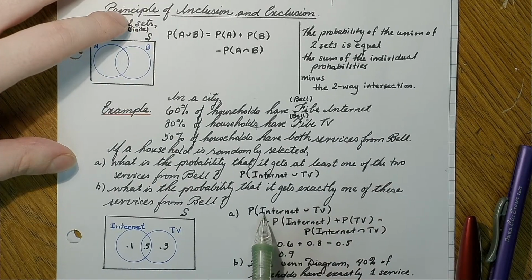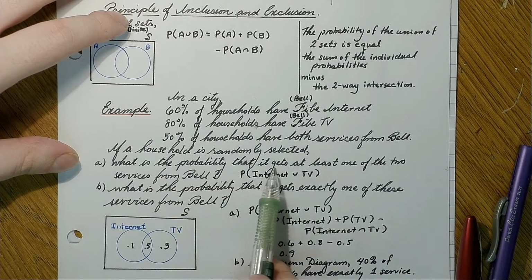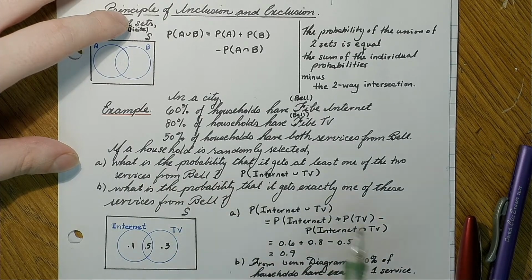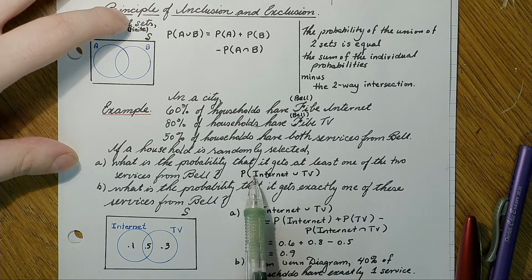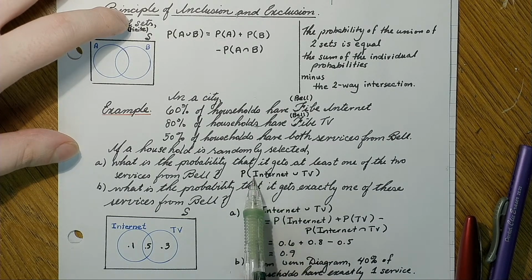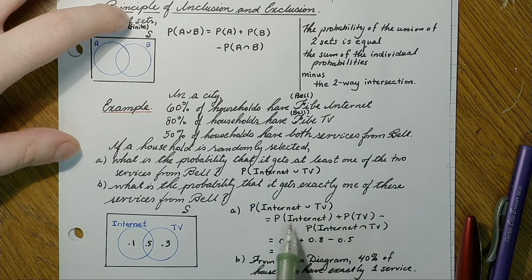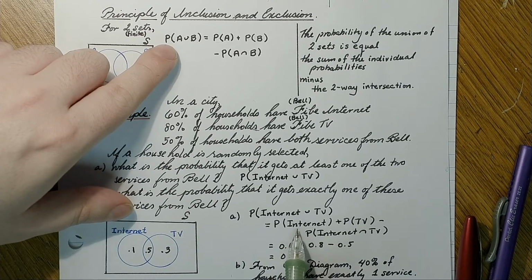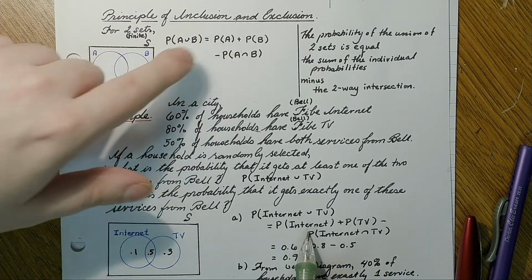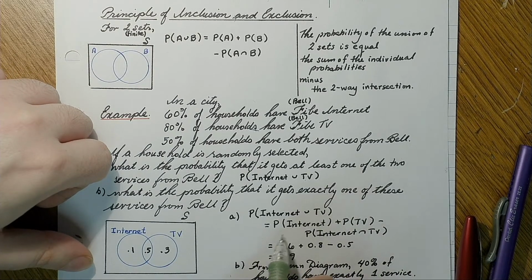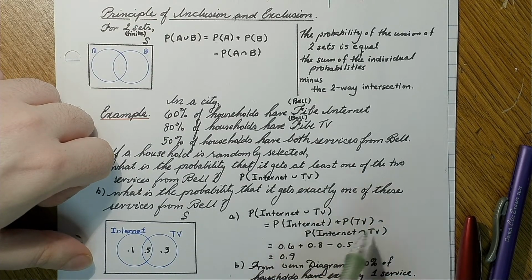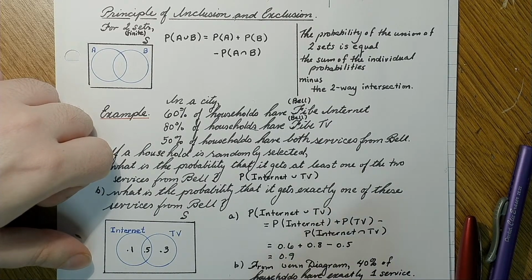So for part A, this is what is the probability that it gets at least one of the 2 services from Bell. And so that is equivalent to us saying that you can have internet or TV or both. And so there it is. And we can use the formula that we had up here. I'm just replacing A with internet and B with TV. And so it's the probability of internet plus the probability of TV minus the intersection of both. And so that's where we get 0.9.